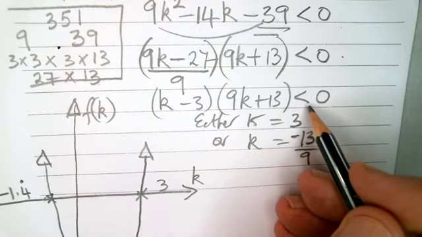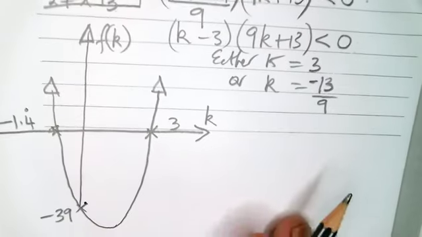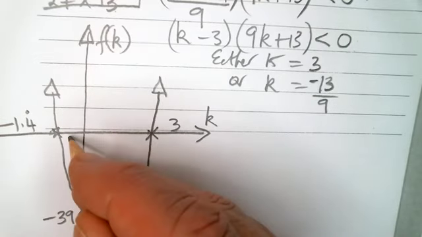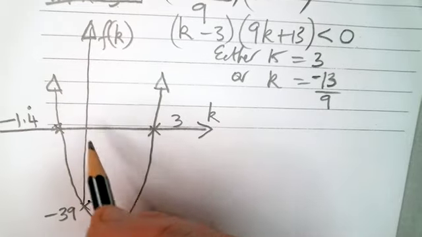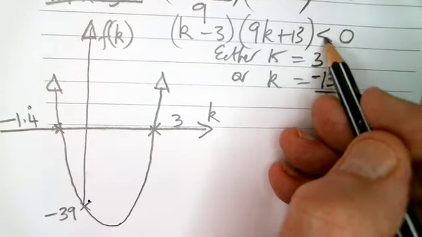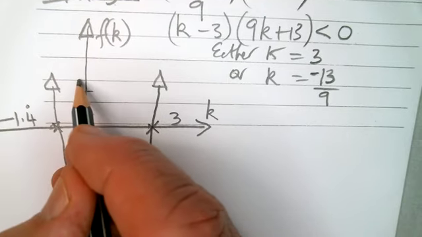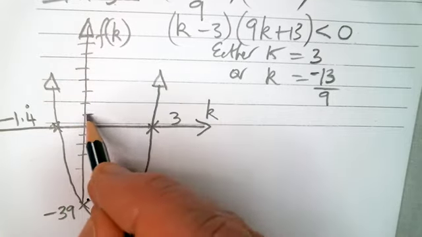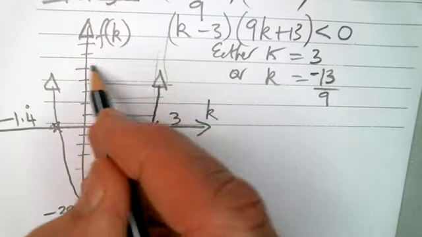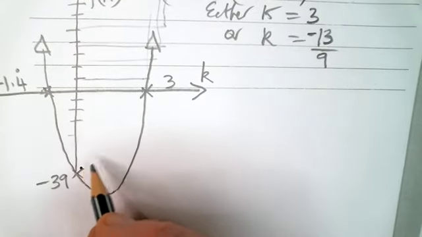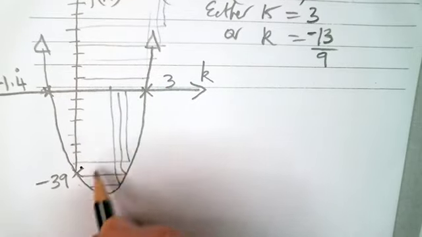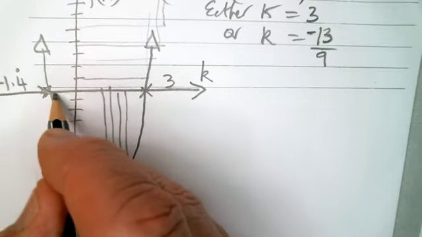In other words, the values of k for which this is true are going to have to fall between 3 and negative 13 on 9. They're going to have to be values inside here. The reason is that we're looking for values that are less than 0. Here, the f of k's are greater than 0, going up like this. But here, the f of k's are less than 0, way down here, inside here, falling somewhere between here and here.